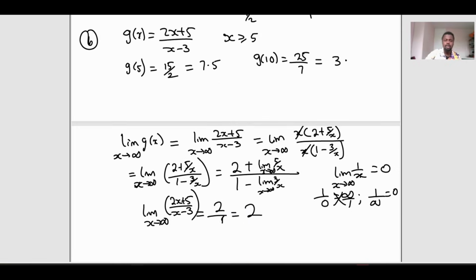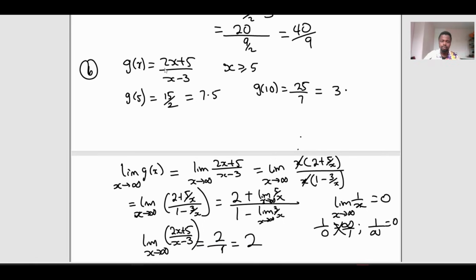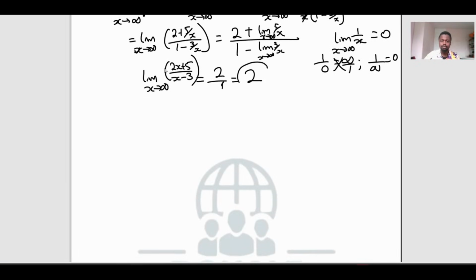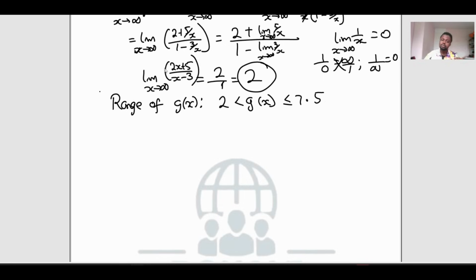We know that the highest value of g of x is 7.5, because we observed that when we put the lowest value of x, we got 7.5, and the higher the value of x goes, the lower g of x goes. So the highest value is 7.5, and the lowest it can approach is 2. So the range of g of x is 2 is strictly less than g of x, less than or equal to 7.5. It's not going to get to 2, but it's going to get to 7.5, and that will be the answer.